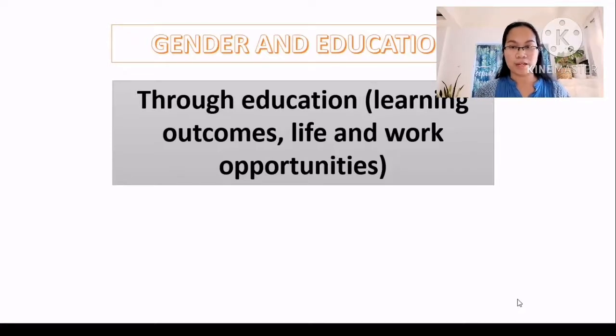Do our students attain that competency that they need? Equal ba yung competencies attained by male and female? Equal ba yung opportunities given to them so that they will be competent? And then, we also look into the life and work opportunities. Pareho ba sila nabibigyan ng opportunities when it comes to employment? Okay? So, titignan po natin yung 3 parts ng gender and education.